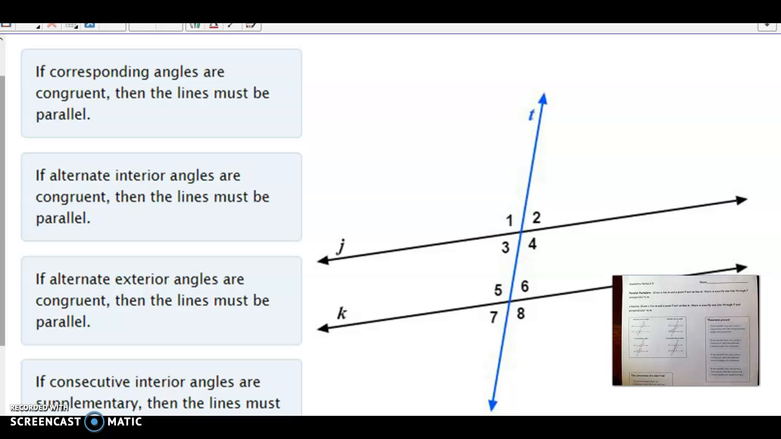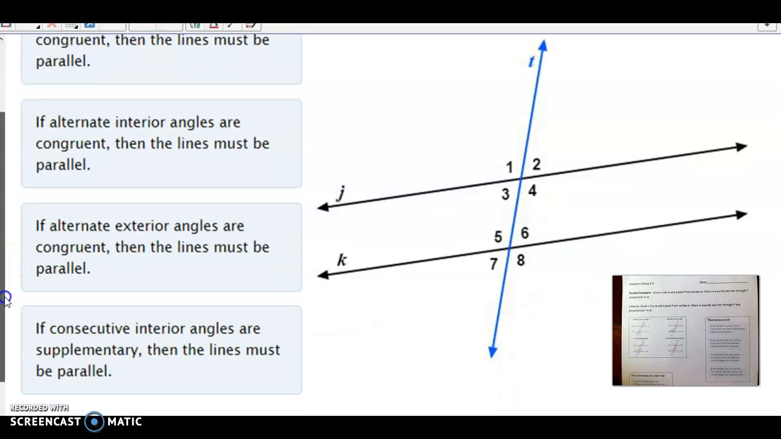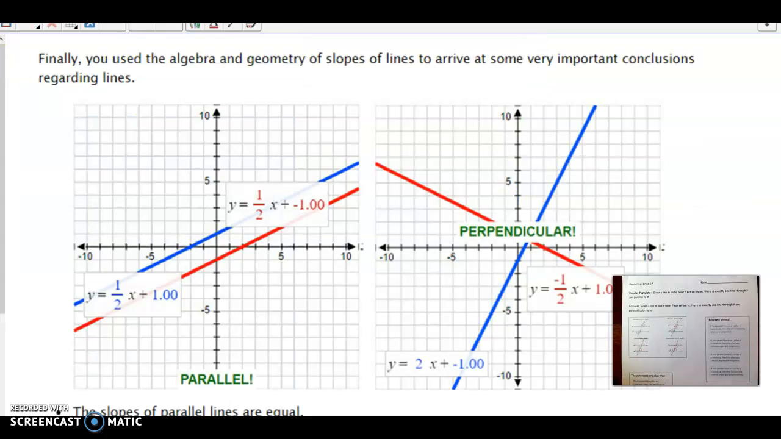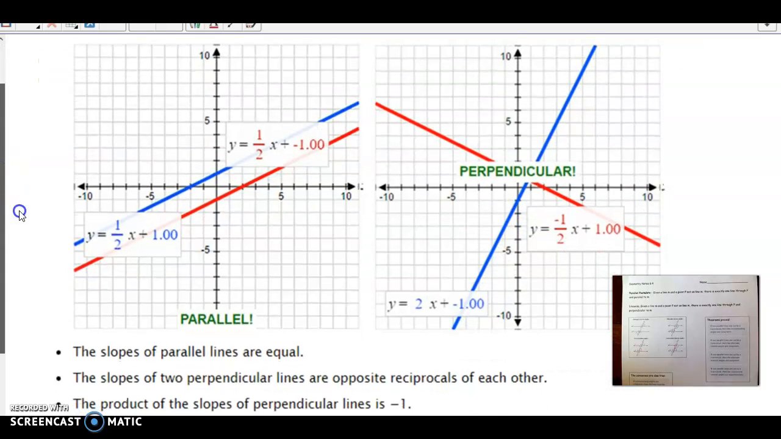And if I know the consecutive interior angles are supplementary, like if I knew 4 and 6 added to be 180, then that would tell me lines J and K are parallel as well. So those are 4 ways that we can prove lines are parallel. Finally, we used our algebra skills and talked about slopes of lines to come up with 2 very important conclusions.